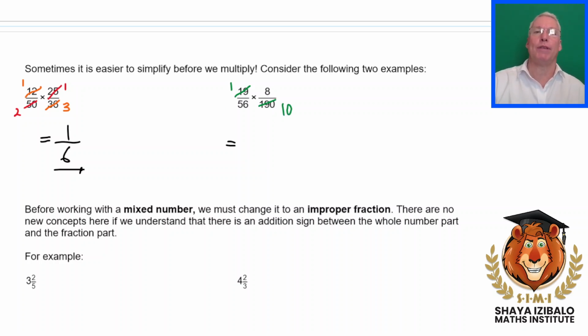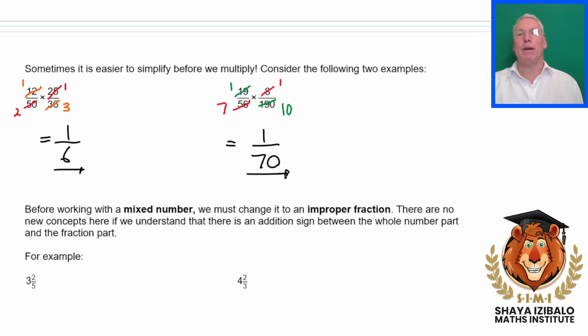Does 8 go into 56? Could we perhaps divide the top by 8 and the bottom by 8? 8 times what gives us 56? 7. 56 divided by 8 is 7. And now the final answer to this one, we've just got 1 times 1 on the top, and we've got 7 times 10, we've got 70 on the bottom.